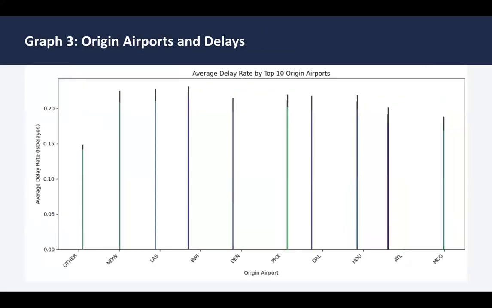This graph shows average delay rates by origin airport for Southwest's top 5 busiest departure hubs. BWI, Baltimore Washington International, has the highest delay rate at roughly 0.23, followed closely by MDW and LAS. Airports bucketed as other show the lowest delay rate at around 0.15, which makes sense since those smaller markets face less congestion and fewer cascading delay effects. This reinforces origin airport as a meaningful feature in our models, and operationally, it suggests that Southwest might prioritize buffer time or proactive staffing at its highest risk departure hubs.